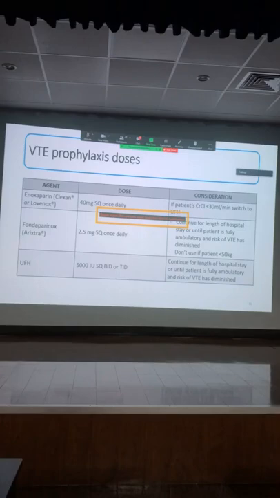Don't use if the patient is less than 50 kilograms. Unfractionated heparin, 5,000 international units subcutaneous BID or TID. Continue for the length of the hospital stay or until the patient is fully ambulatory and the risk of VTE has diminished.